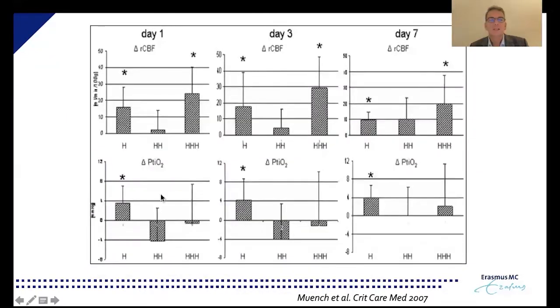However, this was different in the patients. As you see over here, when they only induced hypertension, the cerebral blood flow improved, as did the cerebral oxygenation. And they did this on several days: day 1, day 3, day 7. When they gave only volume loading, nothing happened to cerebral blood flow, but the cerebral oxygenation decreased, so it got worse. And then when you combined the two, the cerebral blood flow improved. So that's the combination of volume loading and hypertension, but nothing happened to the cerebral oxygenation, and it did not improve.